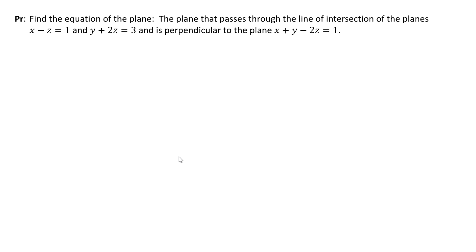Whoa. Our plane must pass through the line of intersection of these two planes. So if you take this plane x minus z equals 1 and y plus 2z equals 3, those two planes intersect. The very fact that they intersect, how do they intersect? They're giving us that. They do in fact intersect. They are not skew or anything like that. So they do intersect.